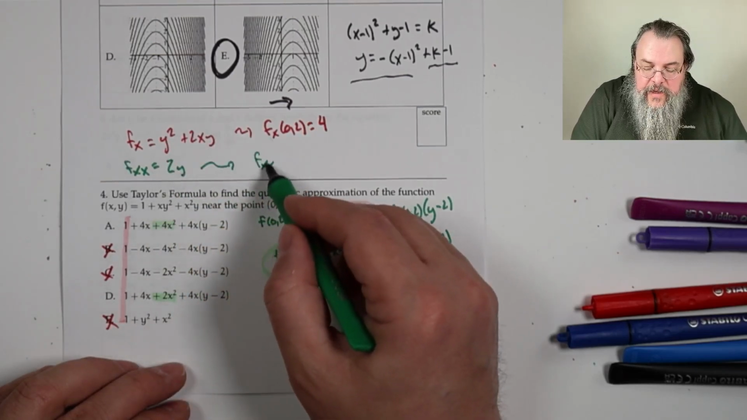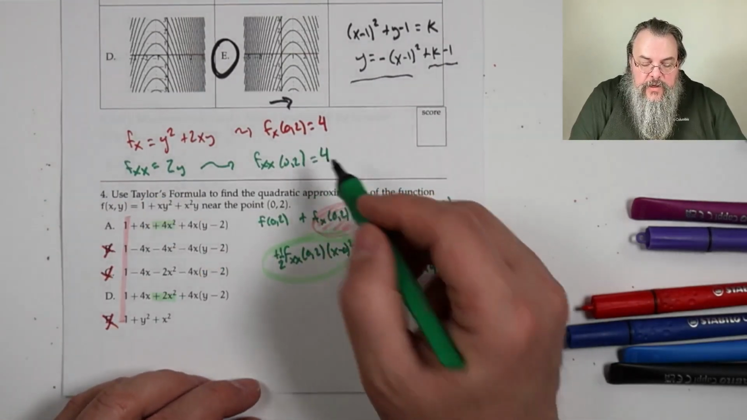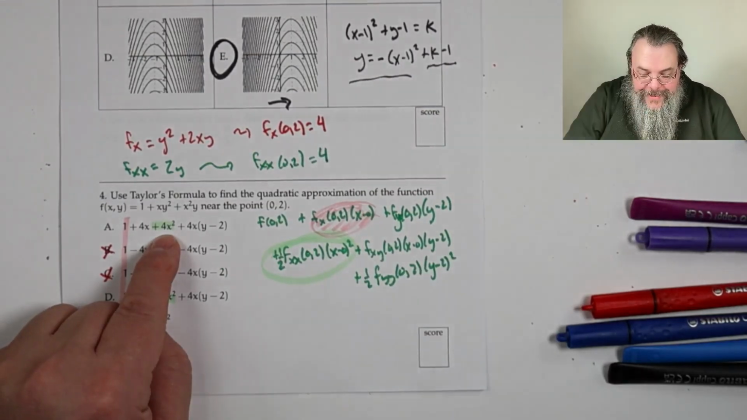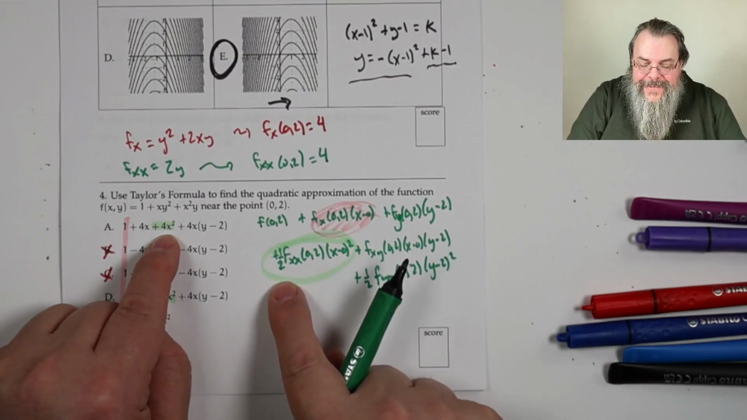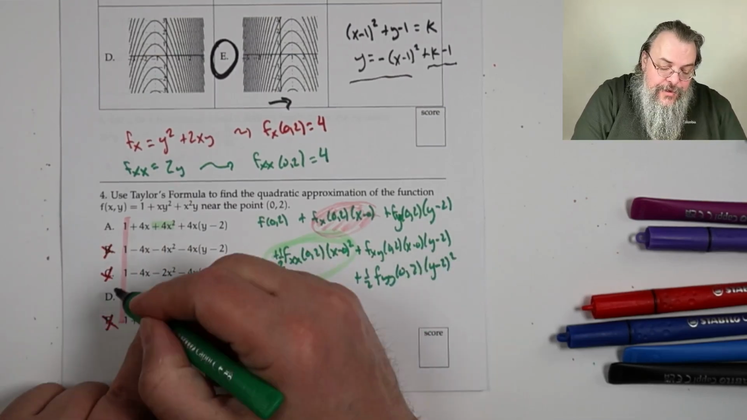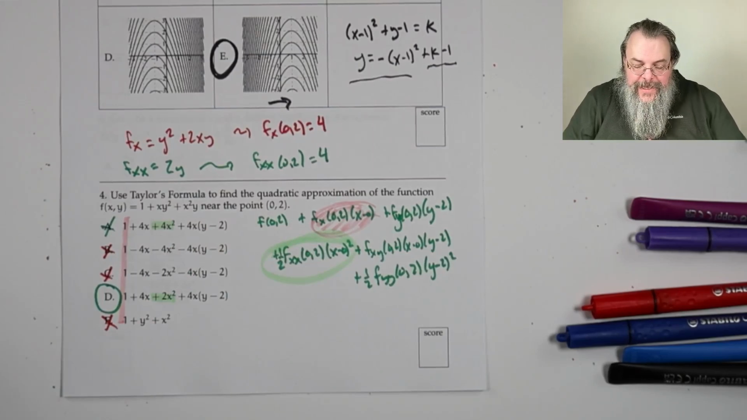So f_xx at 0, 2 is 2 times y, which is 4. So now you might say, aha, it's the 4. Don't forget the half. It's a half times 4 times x squared, which means the 2x squared is the right answer. All right, and there you go.